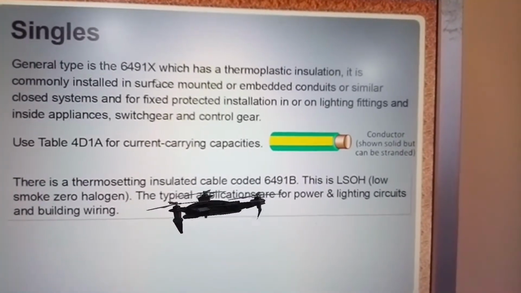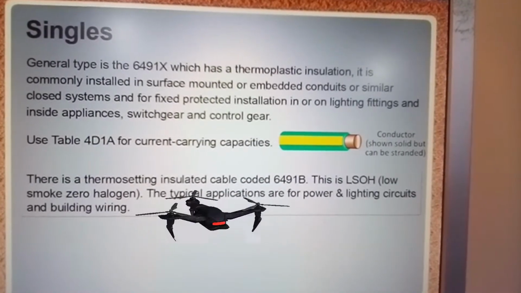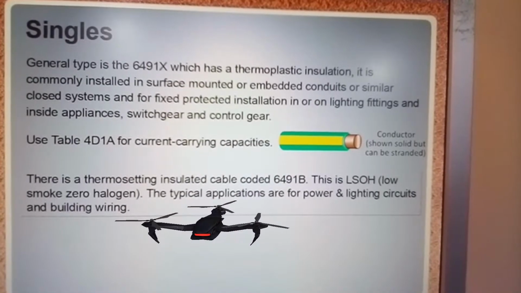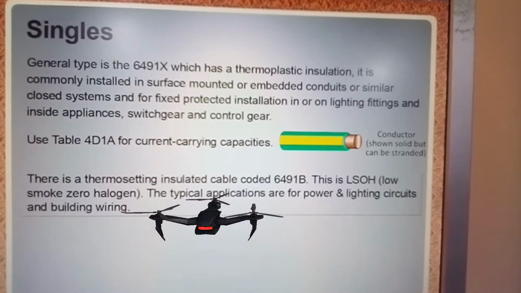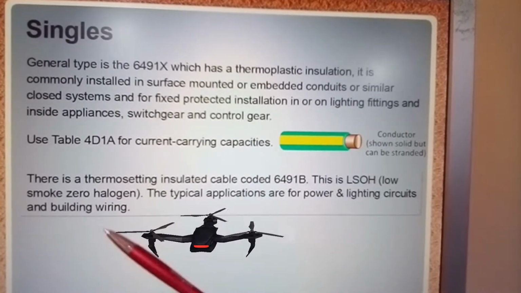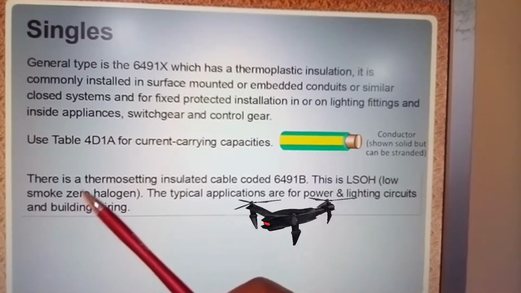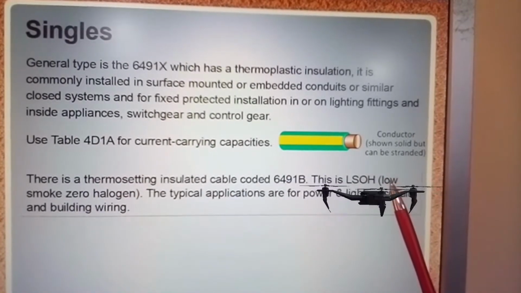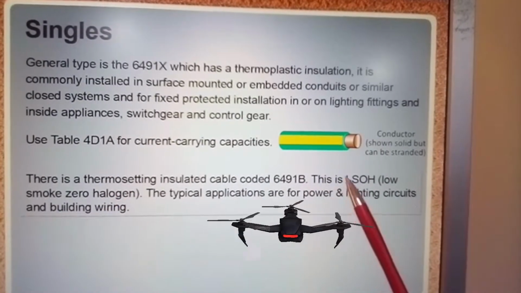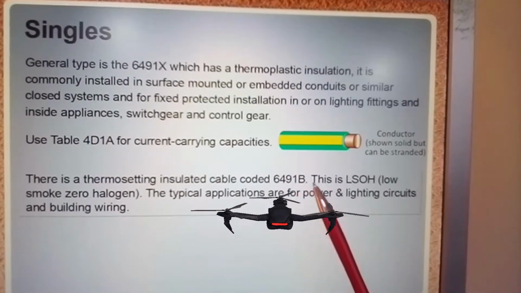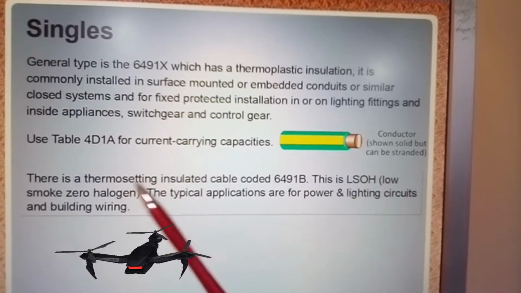There is a thermosetting insulated cable coded 64B1 etc. This is LS low smoke zero halogen. The typical applications are for power and lighting circuits and building wiring. What it means is that in this case, if there was a fire, the smoke is going to be less. So it will allow you or the occupants of the building to escape without having to fight their way through a lot of smoke. That's the idea behind this.